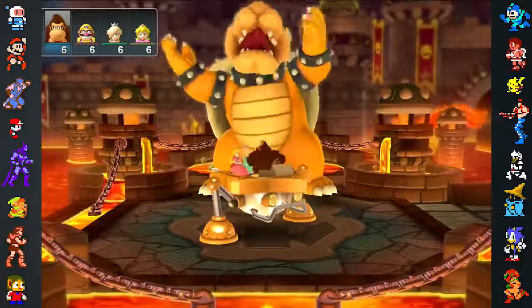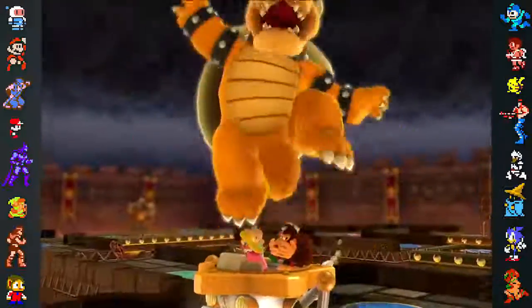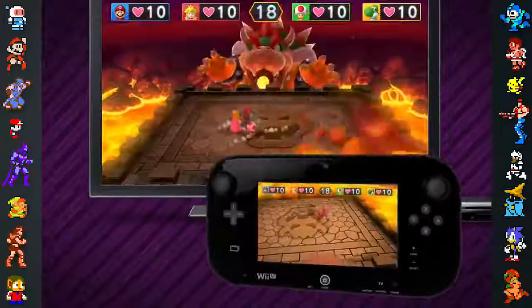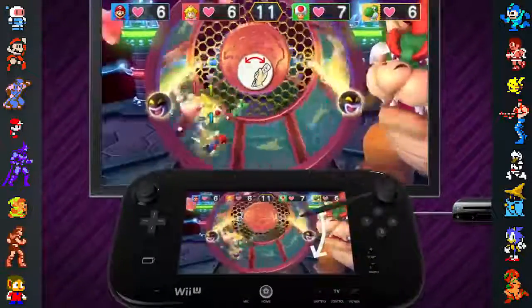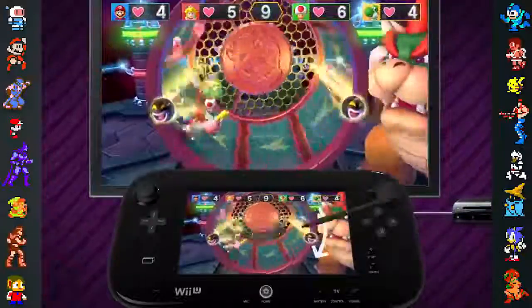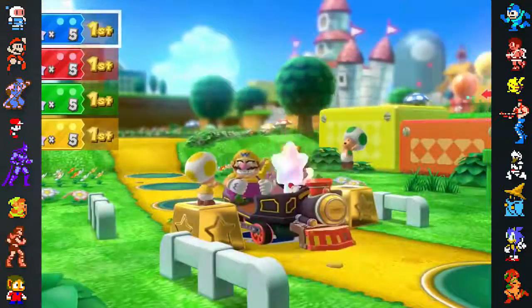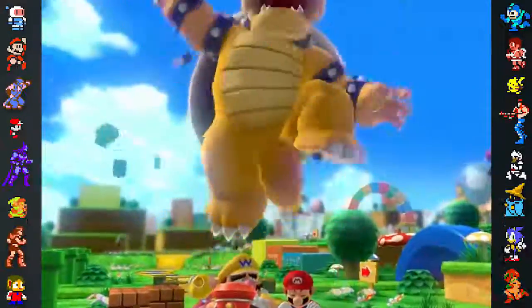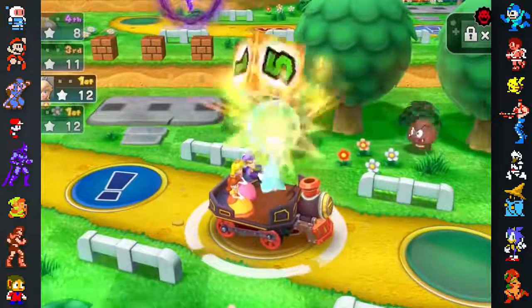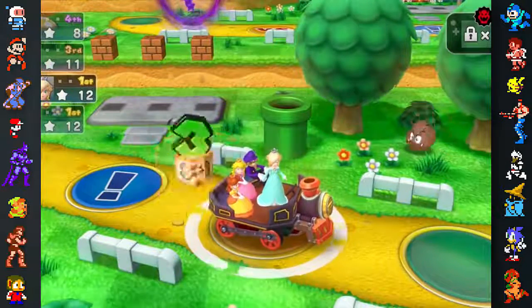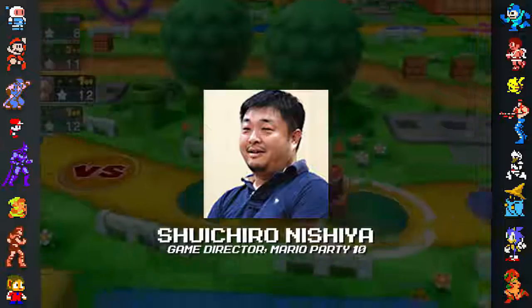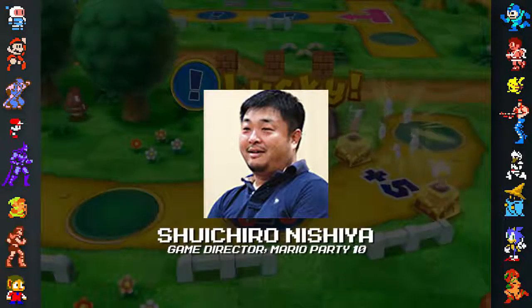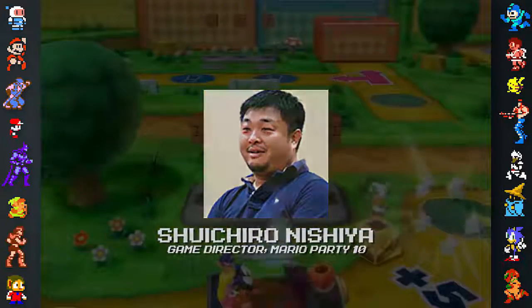Mario Party 10 stepped up Bowser's involvement by including a mode where a player with a gamepad could take control of Bowser and chase down the other characters who would all be riding in a car together, a mechanic that carried over from the previous game. When asked by Nintendo Life why they changed the Mario Party format to include the car, the game's director, Shuichiro Nishiya, explained that it was done to keep the players engaged.